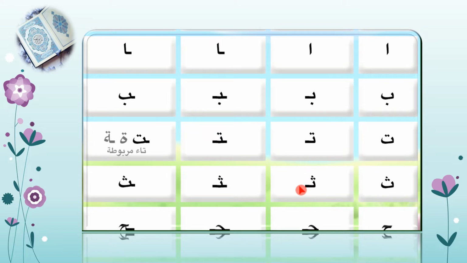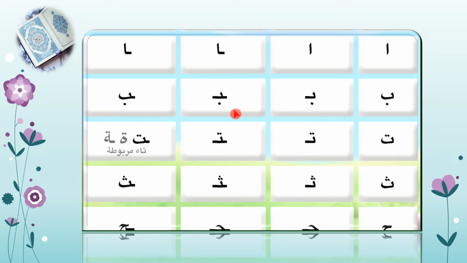In the middle, we have 2 hands for the Ba and Ta and Tha. Hand before to connect with the previous letter, hand after to connect with the next letter. And same thing in Ta, same thing in Tha. Just you need to focus on the dot. Where is it? Ba, 1 dot in the bottom. Ta, 2 dots on the top. Tha, 3 dots on the top.